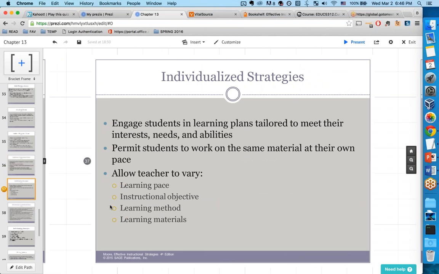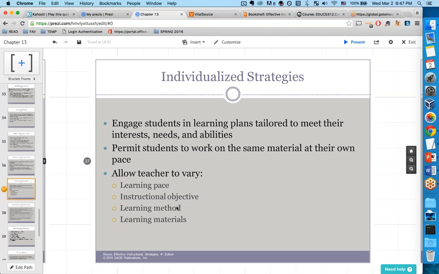All right, let's talk about individualized strategies. Again, here our purpose is engaging students in their own learning, and these are plans put together by the teacher and the students based on students' interests, needs, and abilities. So we want to allow students to work on the same material at their own pace with individualized strategies. This is the most self-directed type of learning and the most idealistic type of strategy.